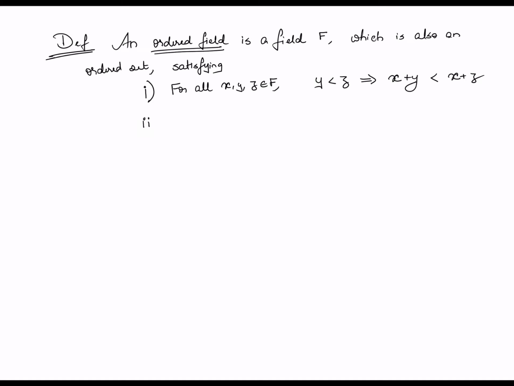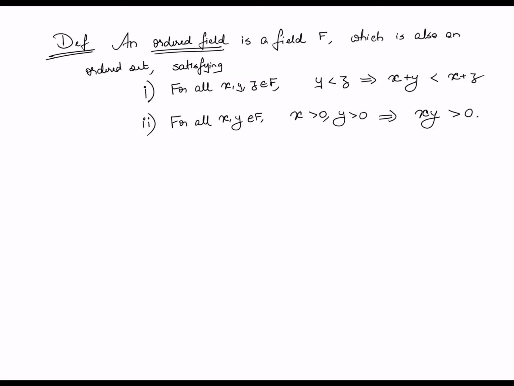Now we also need something that relates the ordering to multiplication. For all x, y in F, x greater than 0, y greater than 0 implies that xy is greater than 0. Okay, now this is again another very interesting property. Remember, the 0 is an artifact of the field. It is the additive identity of the field, right?